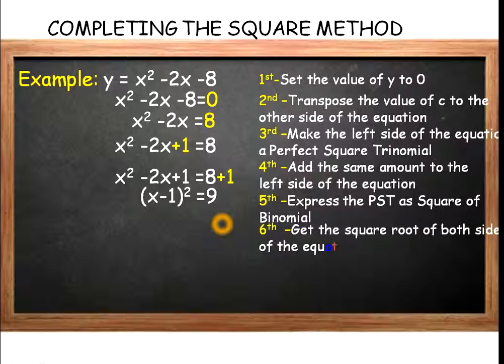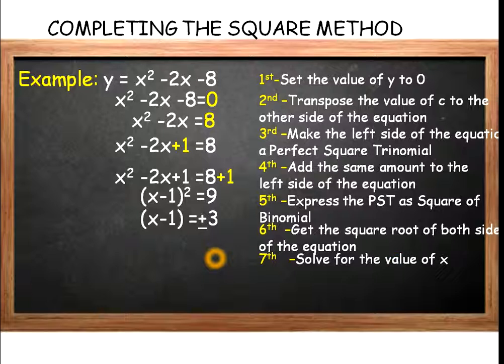Sixth step, we have to get the square root of both sides of the equation. The square root of x minus 1 quantity squared is equal to x minus 1, and the square root of 9 is positive or negative 3. The seventh step, we have to solve for the value of x. Using the value of positive 3, we have x minus 1 is equal to positive 3. Transposing negative 1 to the other side, it will become positive. Thus we have x is equal to 3 plus 1. 3 plus 1 will give us the answer of 4.